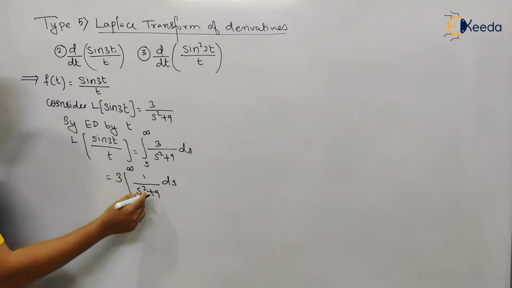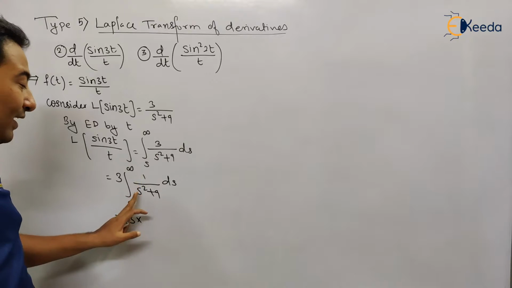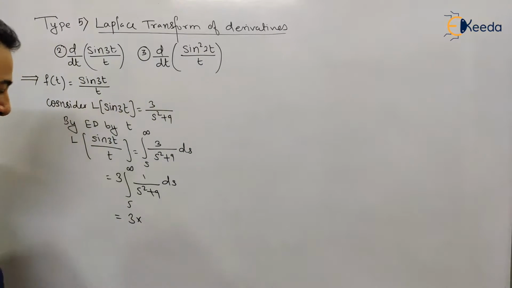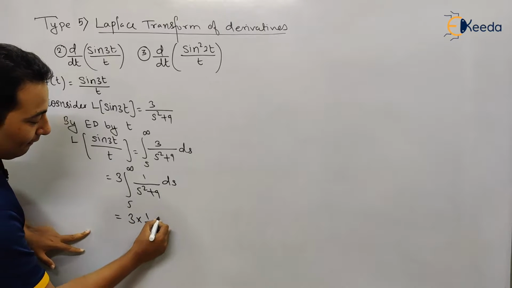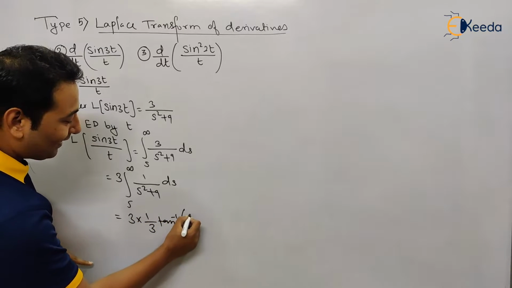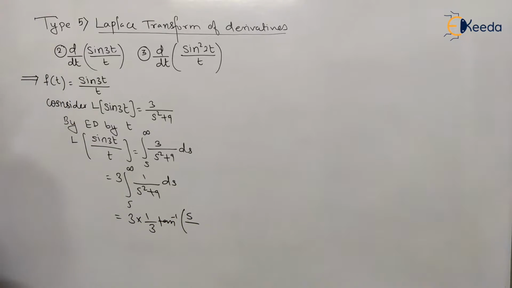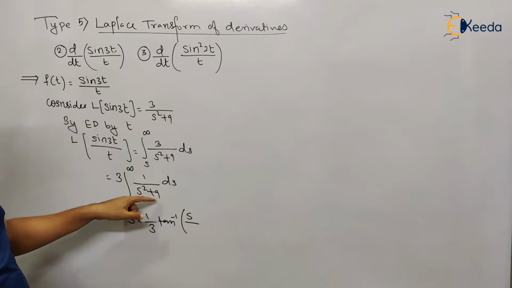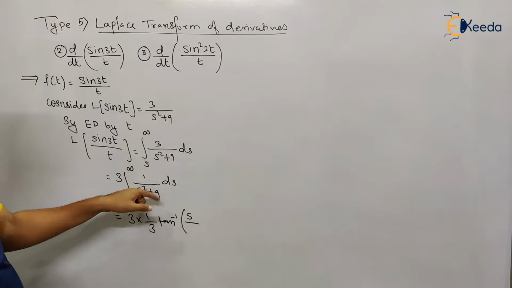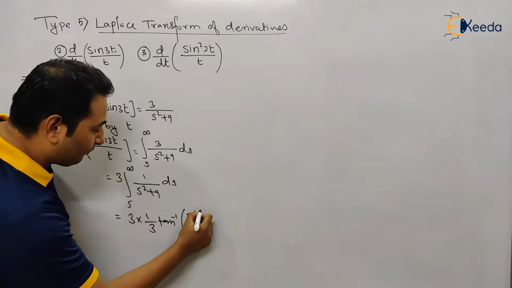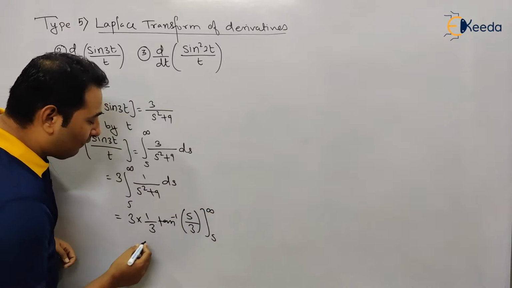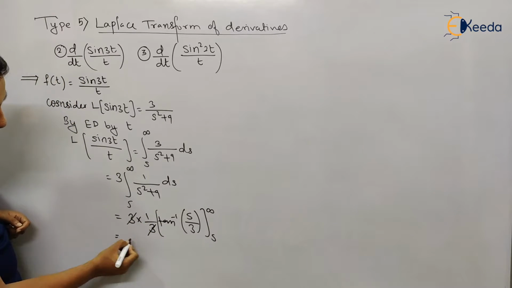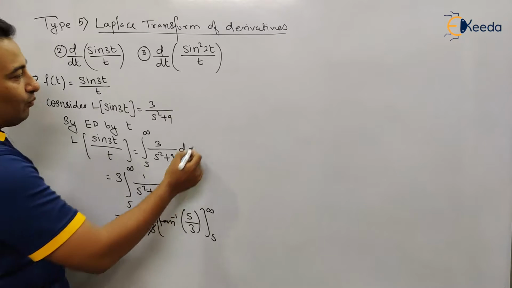So its integration is formula number 4, 1 upon s square plus a square, which gives 1 upon a tan inverse of s by a, so 1 upon 3 tan inverse of s by 3. A is 3 because this 9 is a square, so a will be the square root of this, that is 3. And the limits are from s to infinity. Let us put the limits.